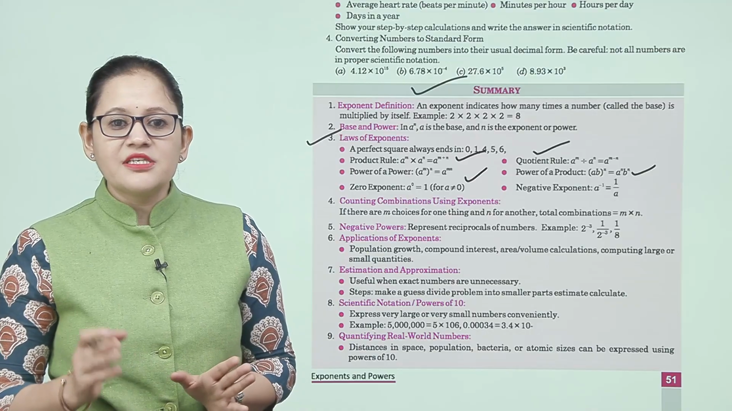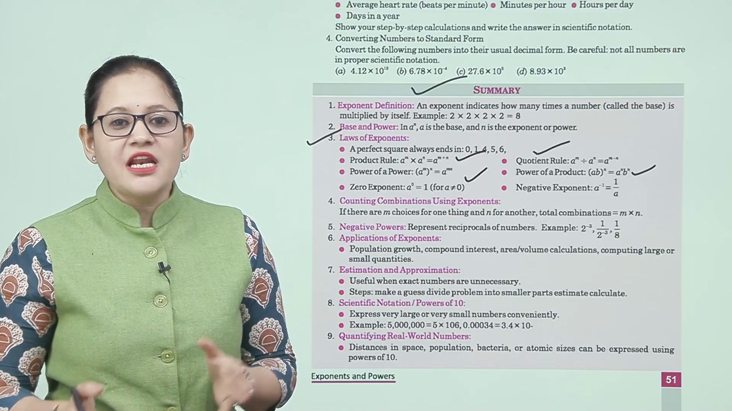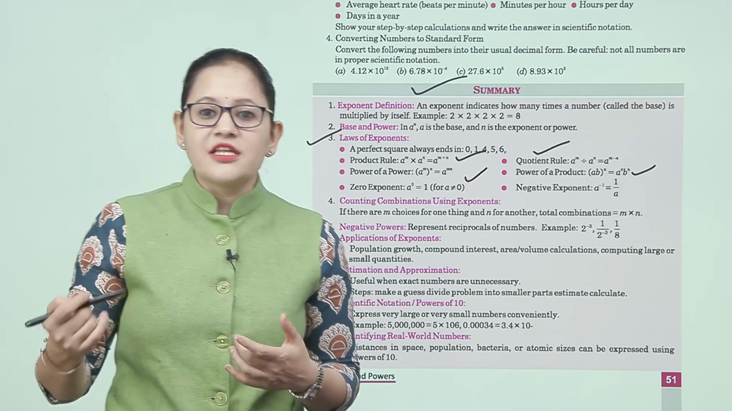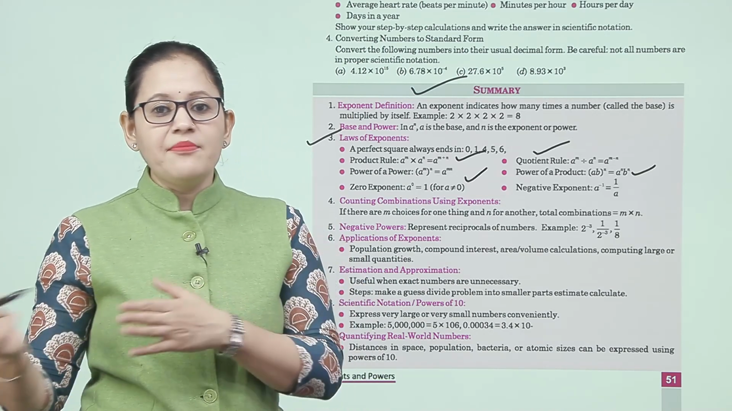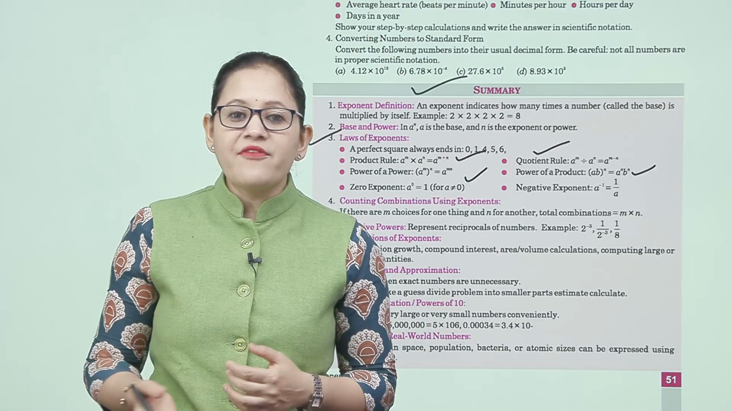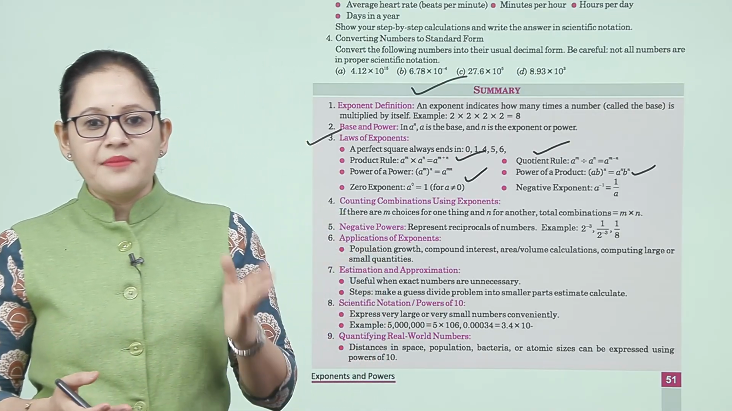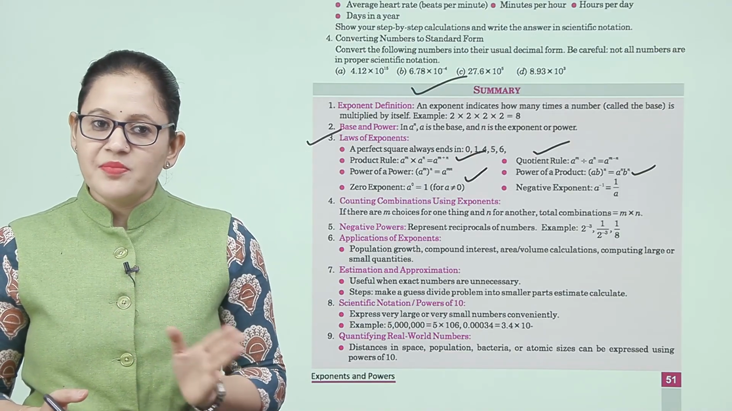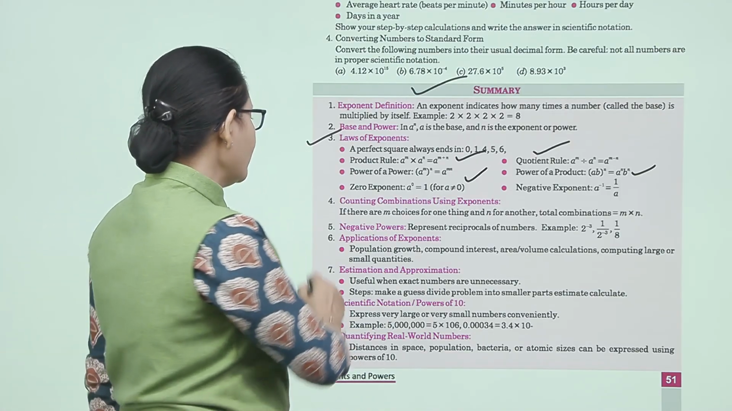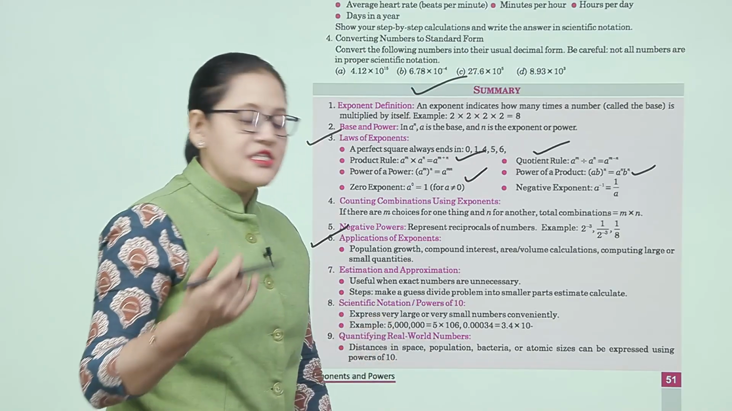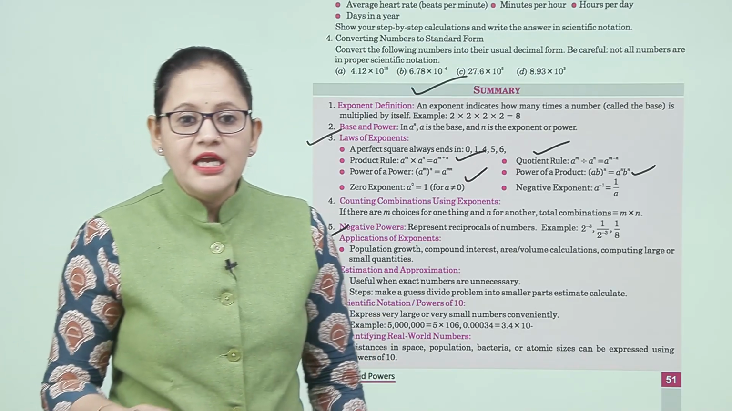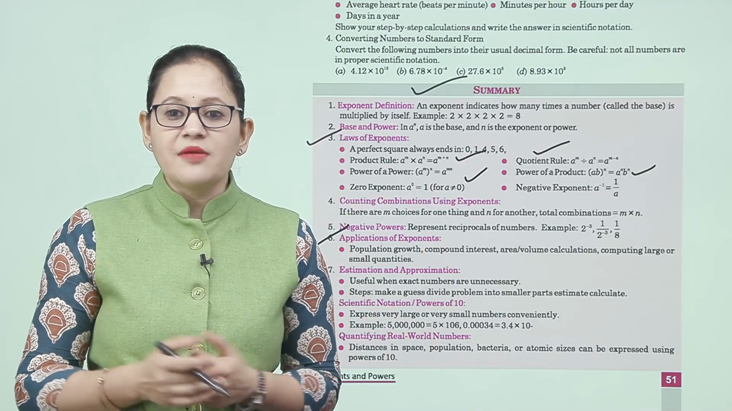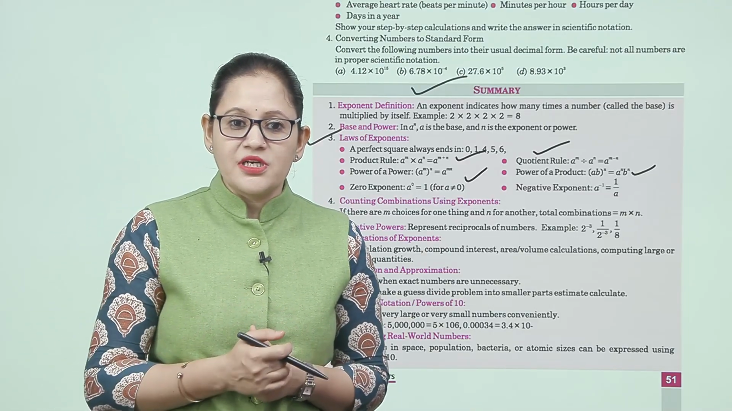Counting combination using exponent. If there are m choices for one thing and n for another, the total combinations are m into n. Negative power represents the reciprocal of the number. Example, 2 to the power minus 3 equals 1 upon 2 to the power 3, that is 1 by 8. Application of exponent: population growth, compound interest, area, volume calculation, computing large and small quantities.